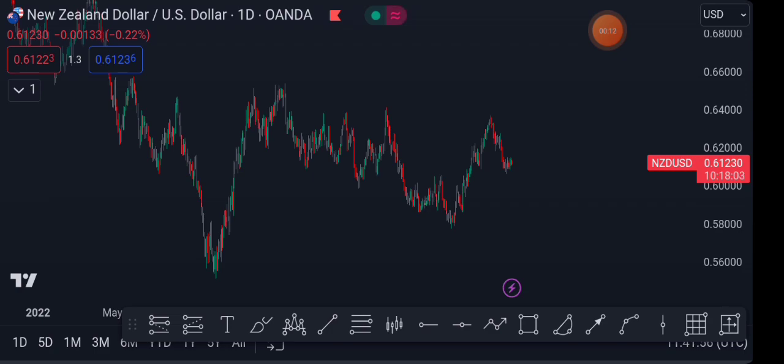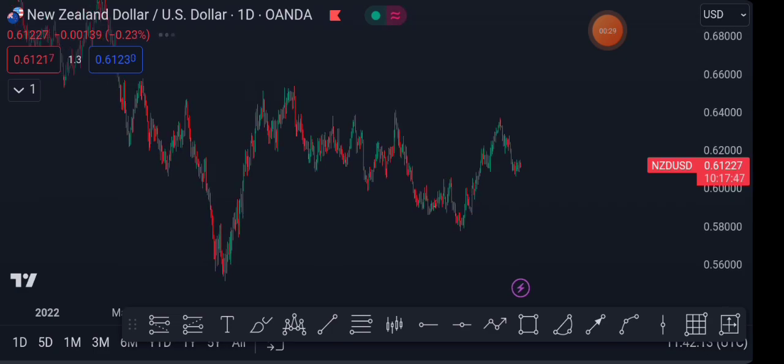Today, I will be analyzing NZDUSD. I'm gonna predict the direction of the New Zealand dollar against the US dollar. All right, so let's move on. As you can see, this is the chart of the NZDUSD. So the first thing I'm gonna do is to identify my valid supply or demand level. So just watch out to see how I do that.